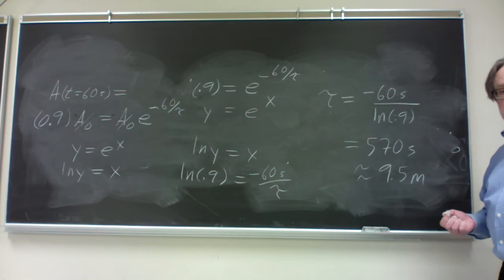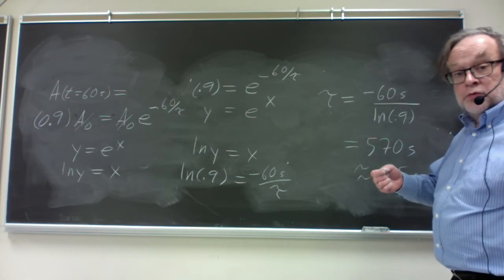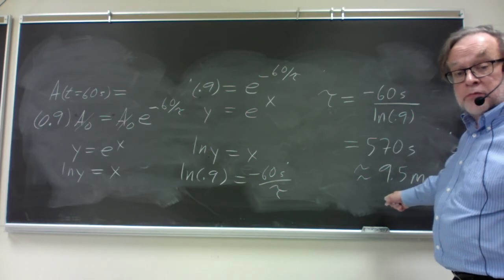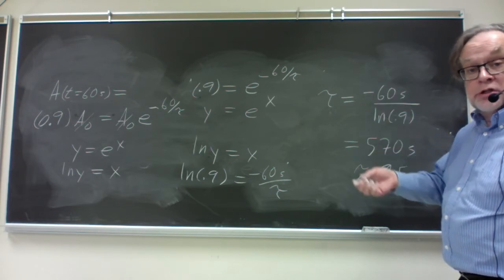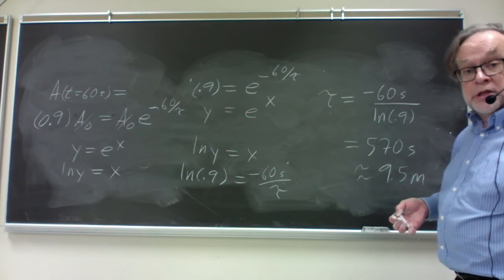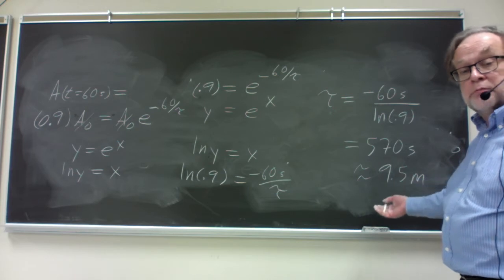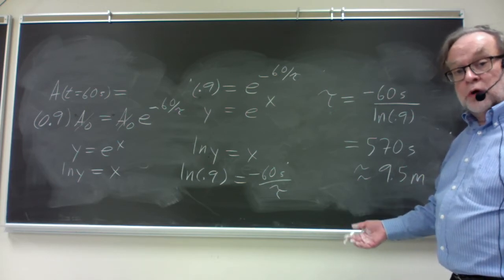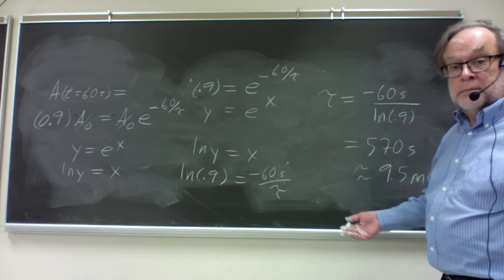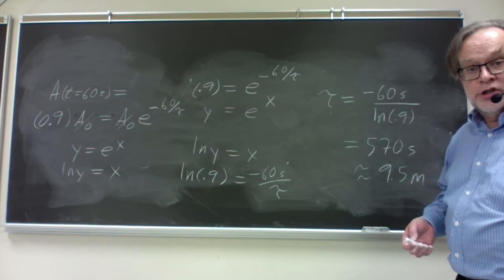So in other words, in this oscillating system, if you let it go for 9.5 minutes, the amplitude will have decreased down to just 37% of what the original amplitude had been. After 9.5 minutes, roughly, the amplitude is roughly 1/3 of what it had been at the start. It's lost a lot of mechanical energy in that time.